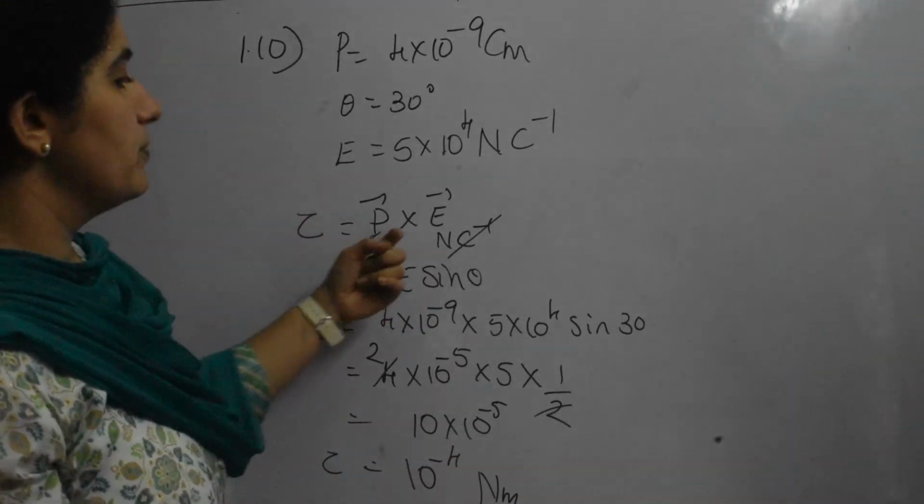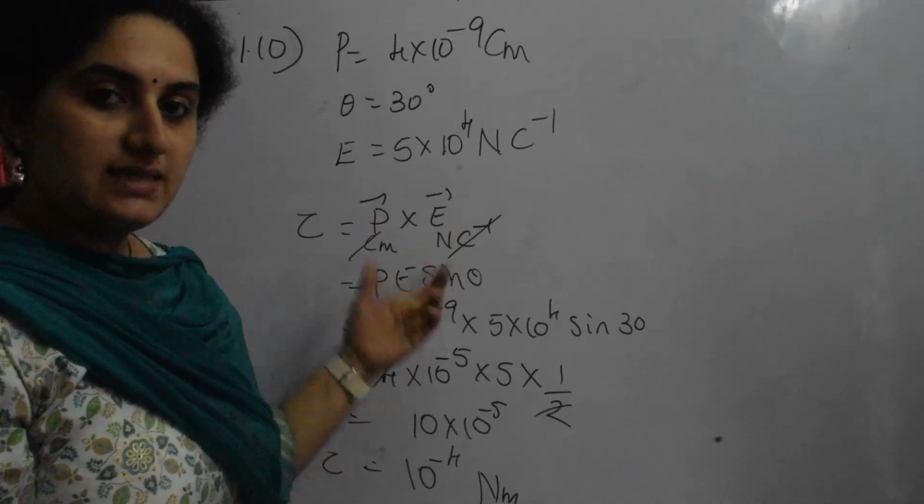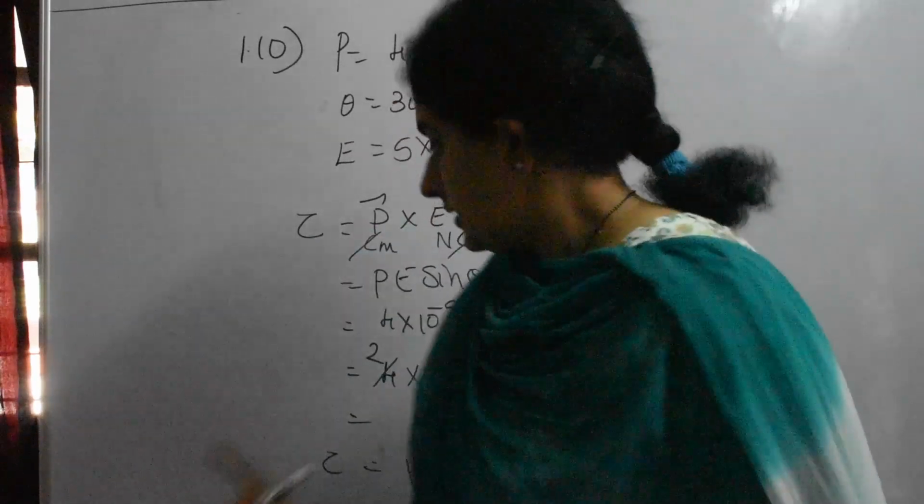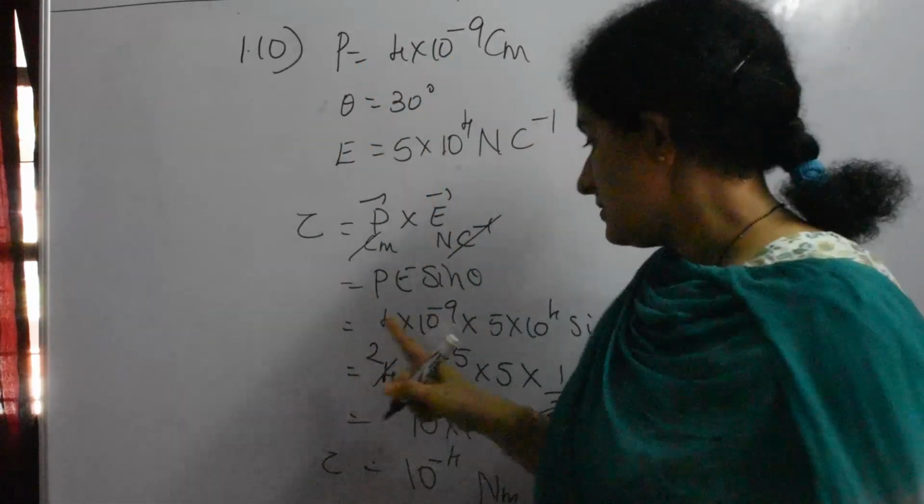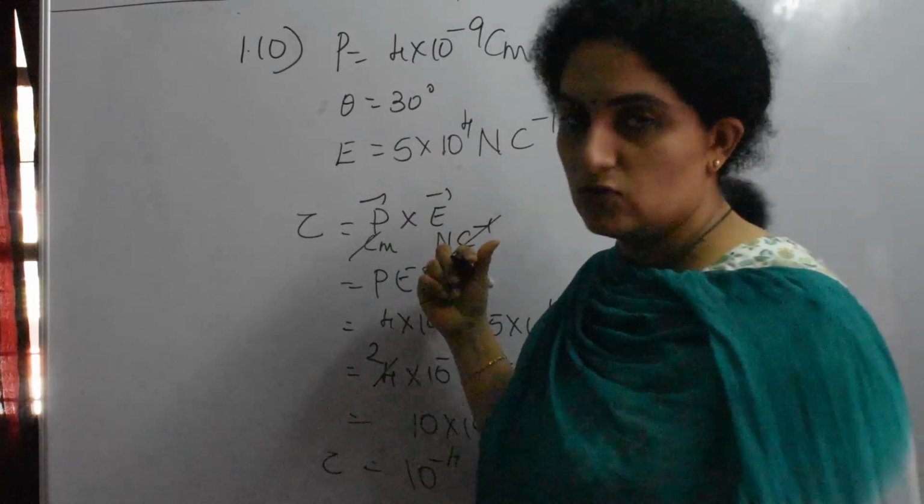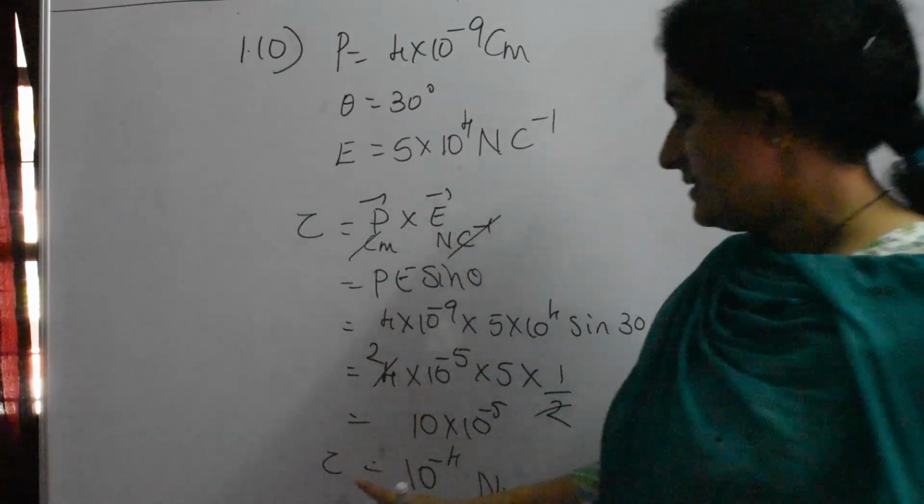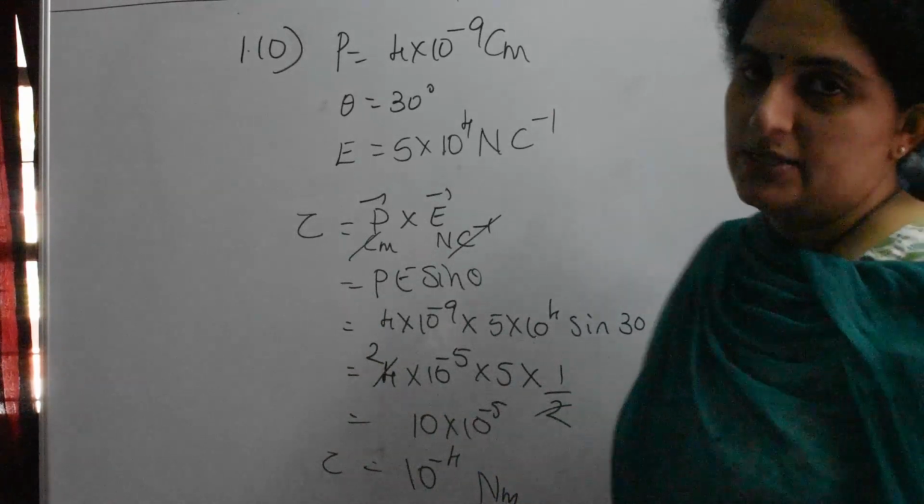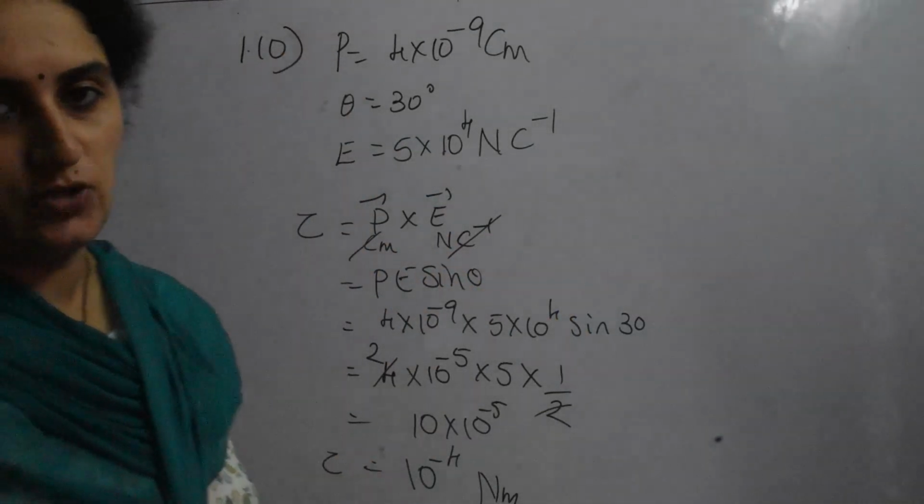So tau is equal to P cross E, PE sin theta cross product. This you have studied in vectors, grade 11 again. So substitute the corresponding values. Sin theta value, this you have to know, this will not be given. So this tau is equal to 10 to the power minus 4 Newton meter. So this is the answer for exercise 1.10.